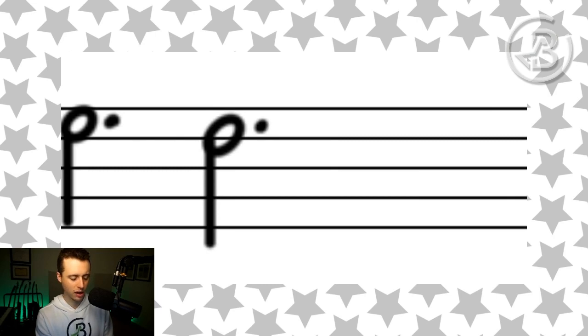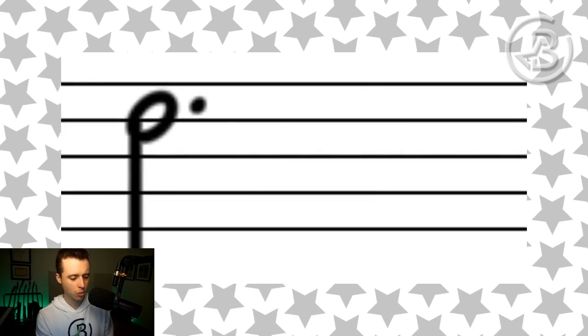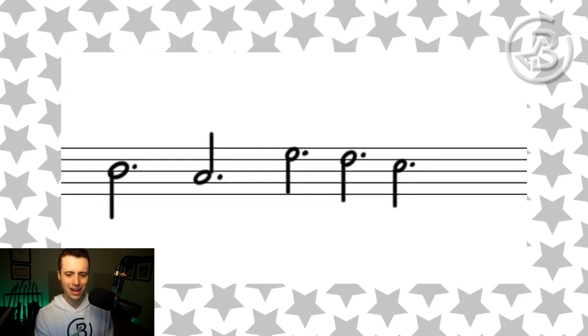And dots above the line or in the space. One more. In the space. And there you go. That is how you write dotted half notes. I will see you in the next lesson.